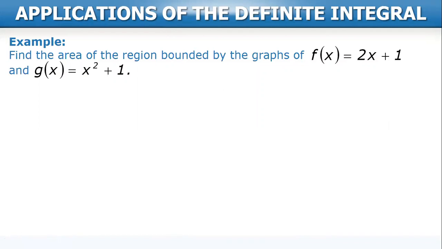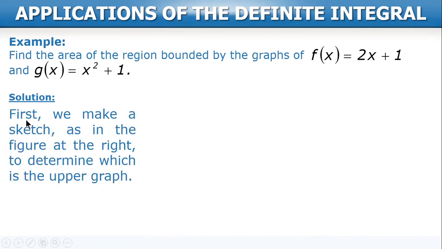So here's our first sample problem. Find the area of the region bounded by the graphs of f of x equal to 2x plus 1 and g of x equal to x squared plus 1. First, we make a sketch. We're going to sketch the two functions f of x and g of x. We make a sketch as in the figure at the right to determine which is the upper graph.